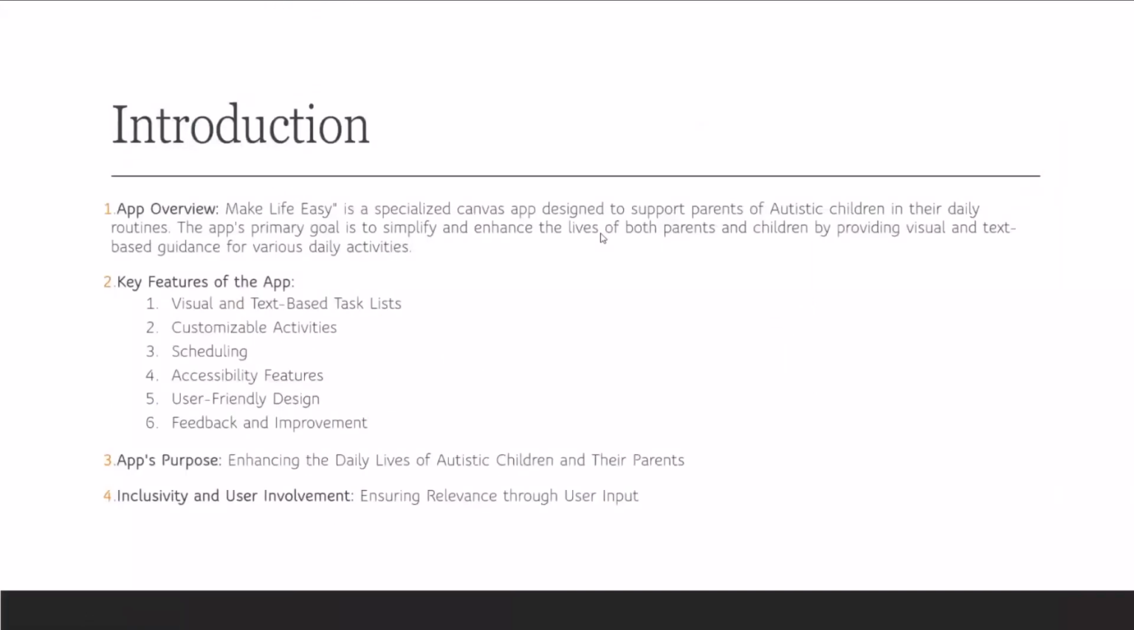Basically, autistic children tend to thrive on structured processes, necessitating constant guidance through each step. So my wife and I do a substantial amount of time writing and illustrating a visual and text-based task list for our son. Due to this, I was motivated by a desire to alleviate her burden, and I embarked on the journey of making an app which is Make Life Easier.